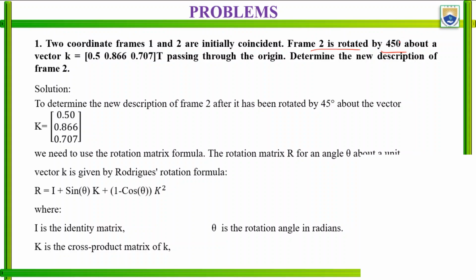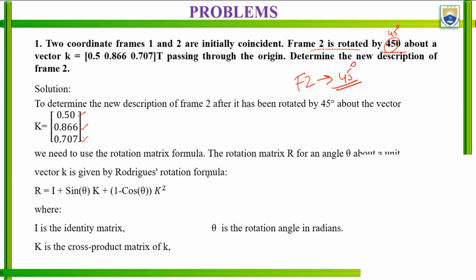This is not 450, it is 45 degrees. So here, frame 2 is rotating at an angle of 45 degrees. We need to determine at what angle it is newly described. Here we will be writing the vector k as 0.5, 0.866 and 0.707, in the form of a single matrix.